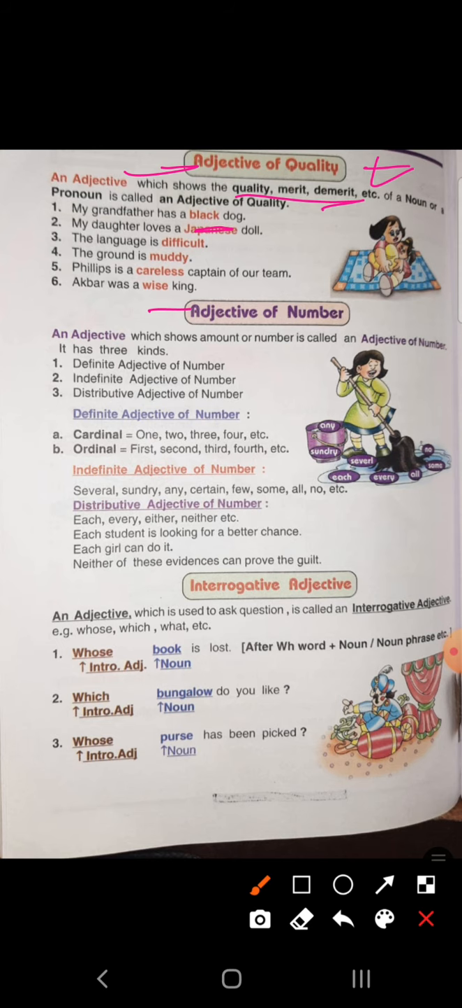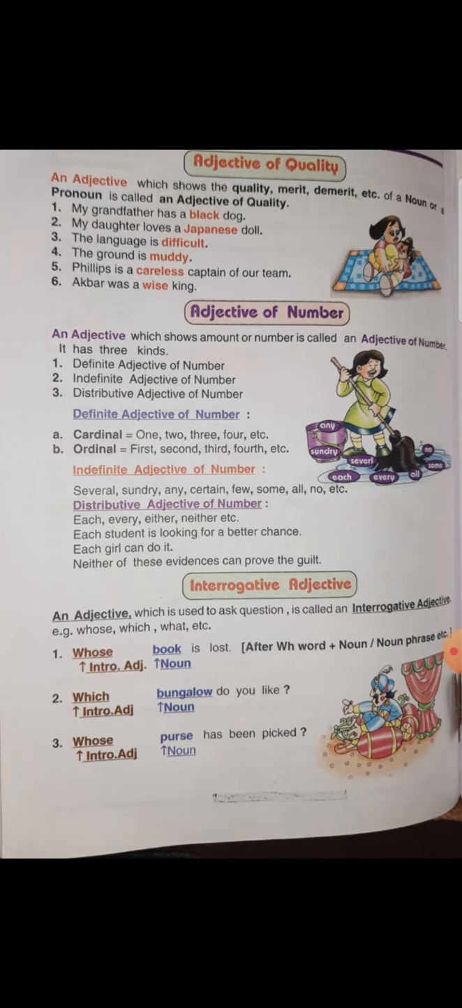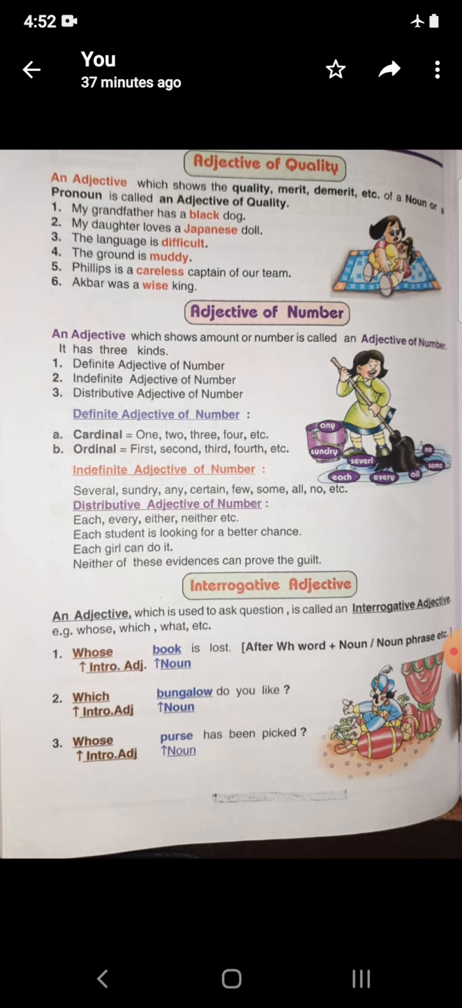My granddaughter loves a Japanese doll. So Japanese is a nationality. So words for nationality are also treated as adjective of quality. The language is difficult. So the word language is a noun and difficult is used for it. It is a qualitative adjective.